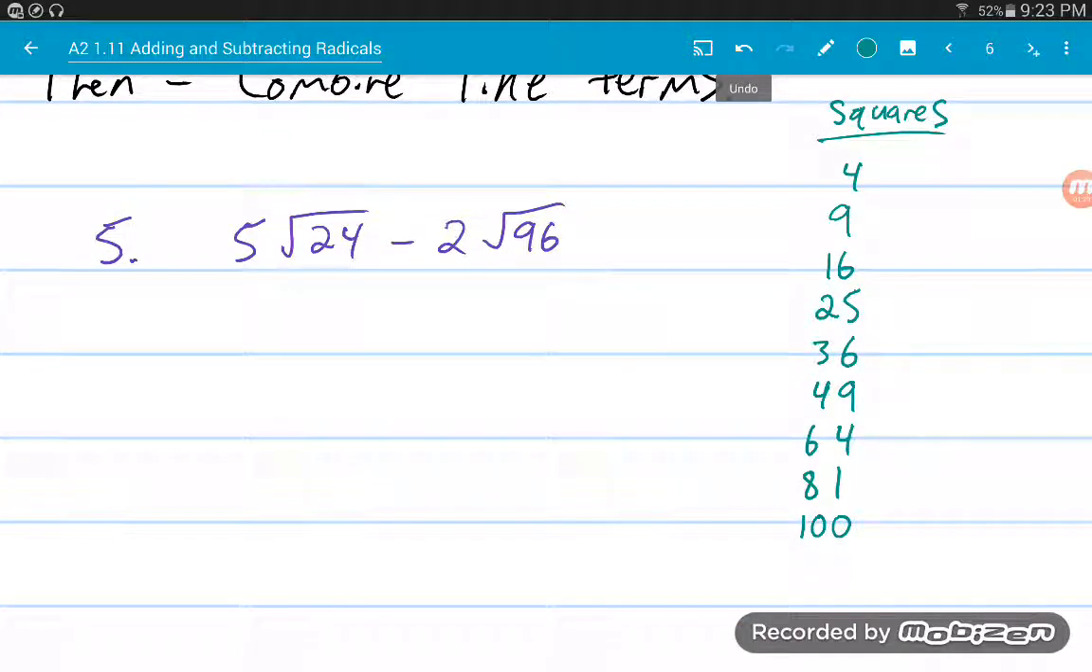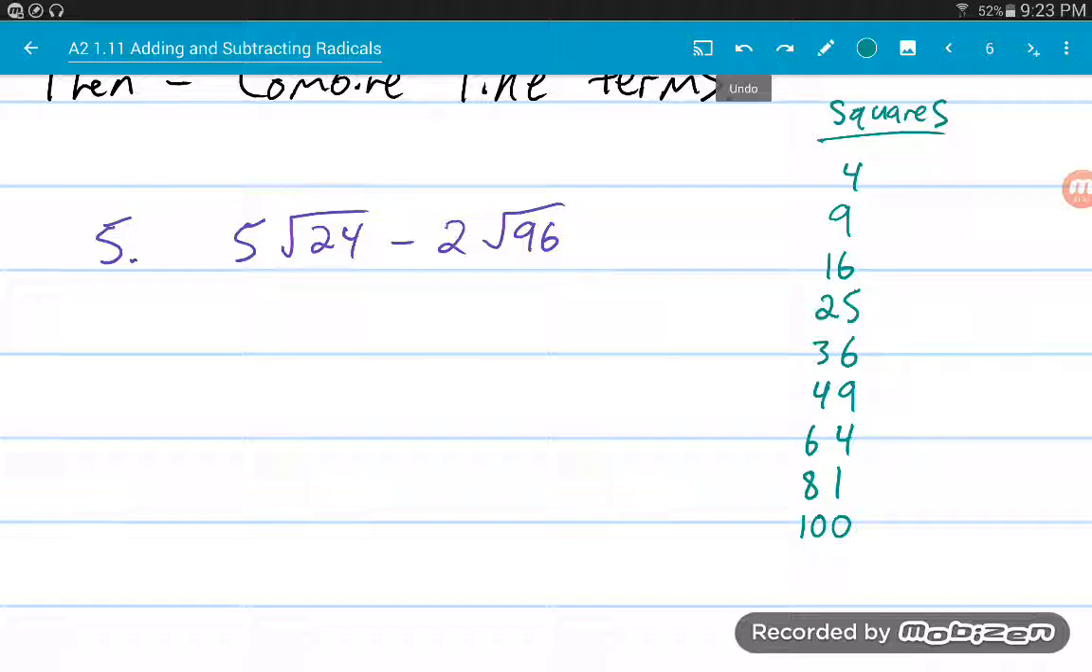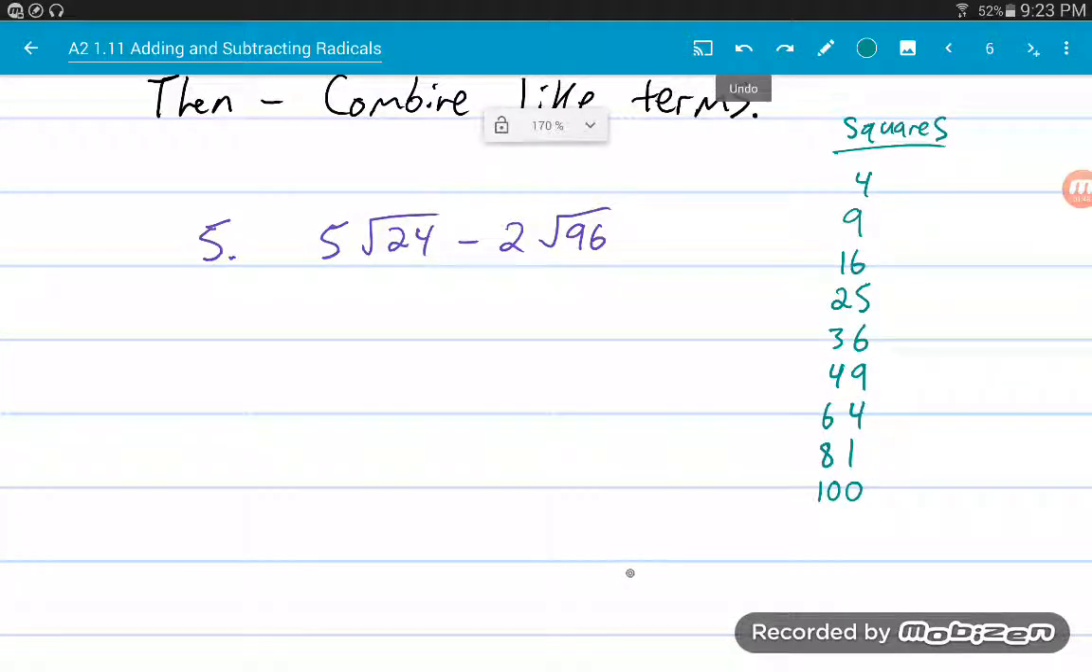I'm looking for these factors. I'm basically asking myself, like, which one of these guys will divide into these numbers here? Which one of them will divide in? So I'm looking at this list. I see 4 divides into 24. I don't know how I'm figuring that out. We've done this for 2 lessons, but hey, sometimes we get rusty.